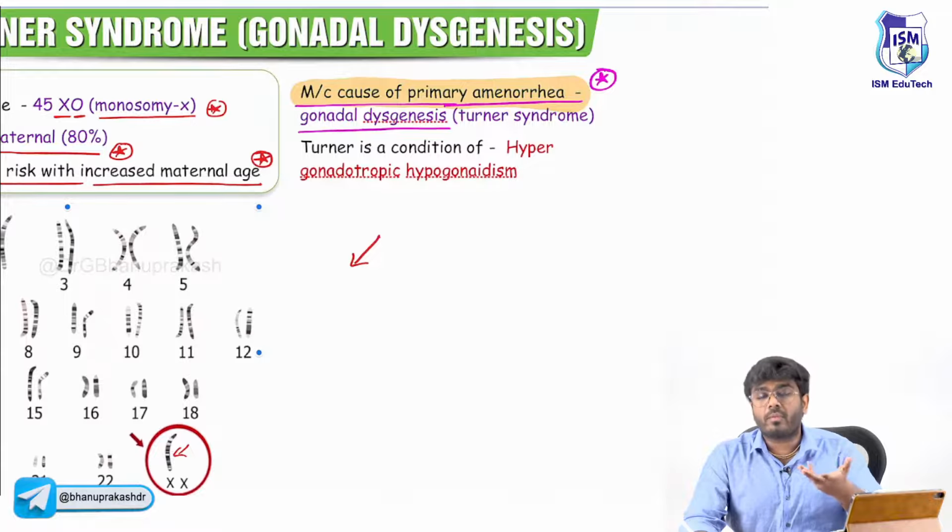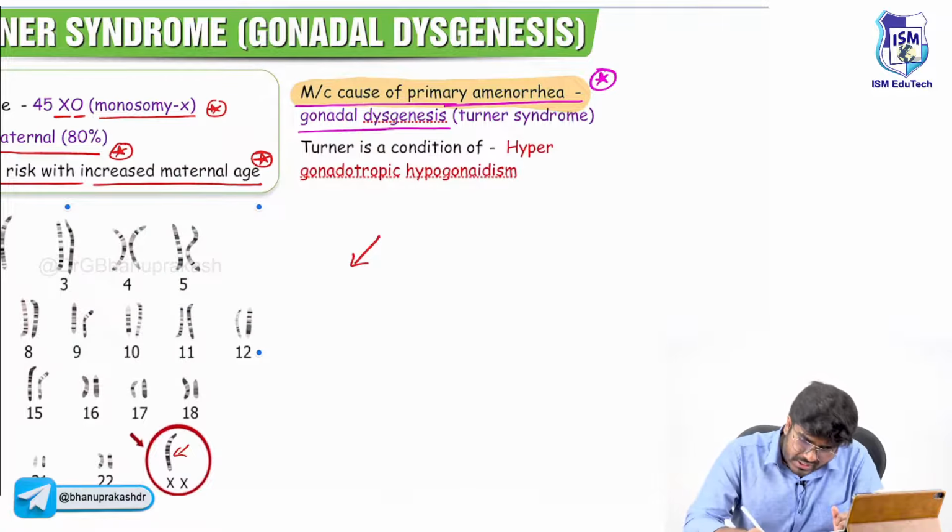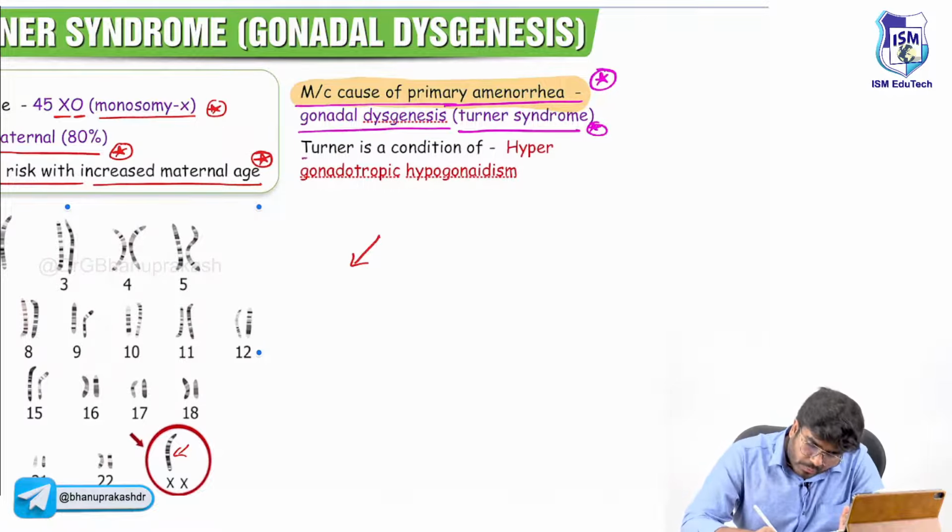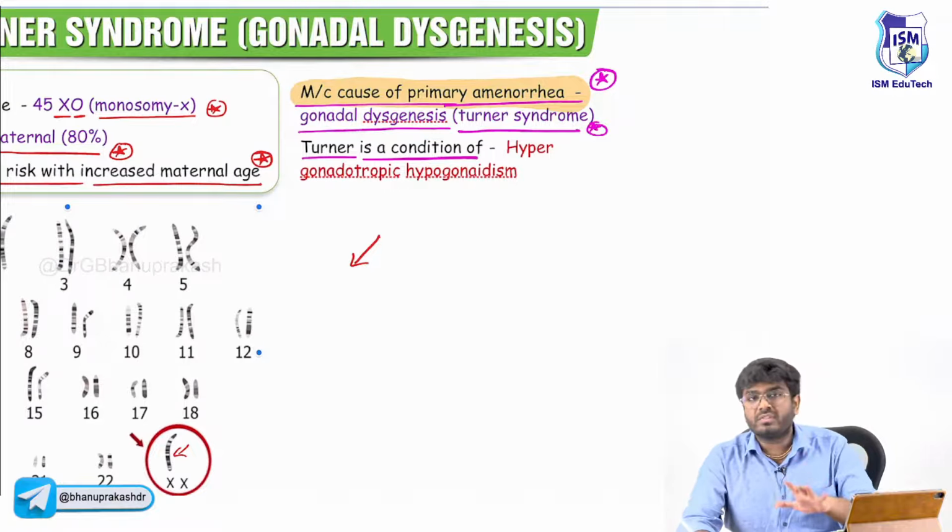Ovaries are not formed properly. So gonads are not formed properly. There is a dysgenesis, Turner syndrome. Okay. So this Turner syndrome, in Turner syndrome, one more important point I want you to know. This was a question asked.